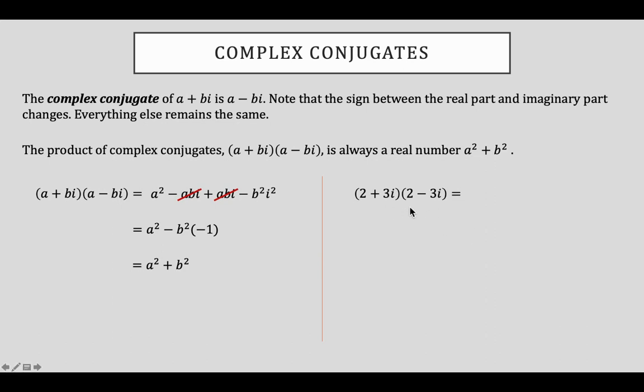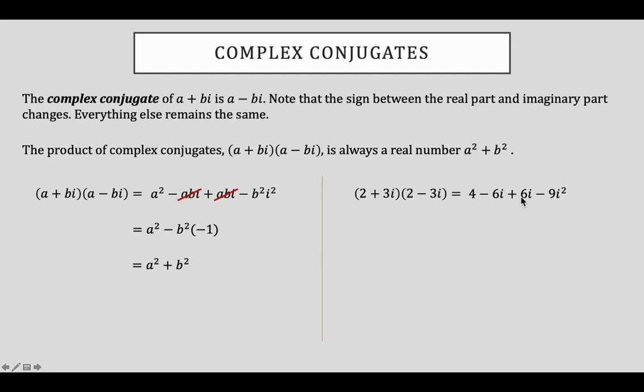Again, use the distributive property of multiplication. I take my first terms. 2 times 2 gives me 4. My outer terms give me a minus 6i. My inner terms give me a plus 6i. And my last terms give me a minus 9i squared.